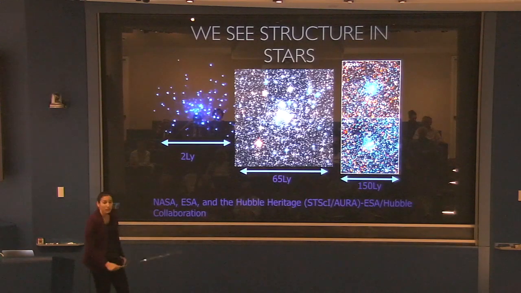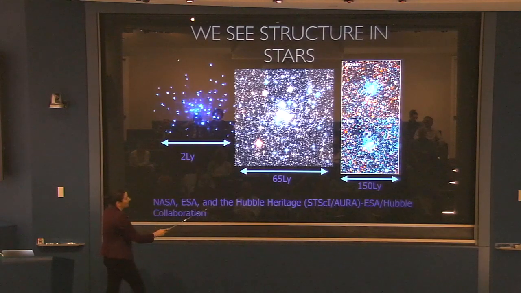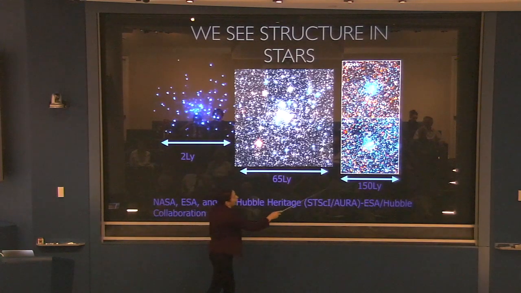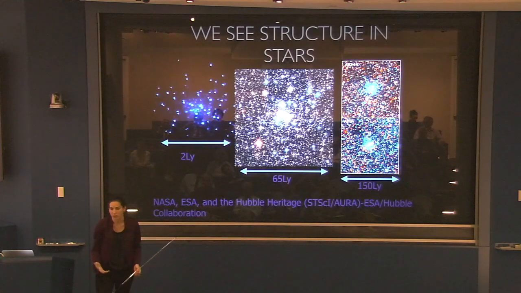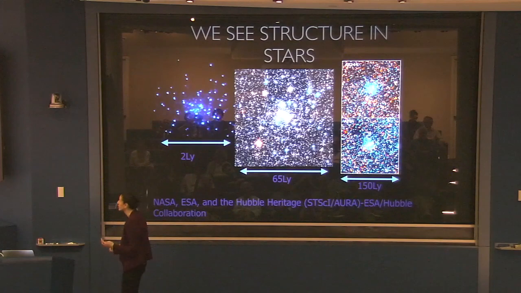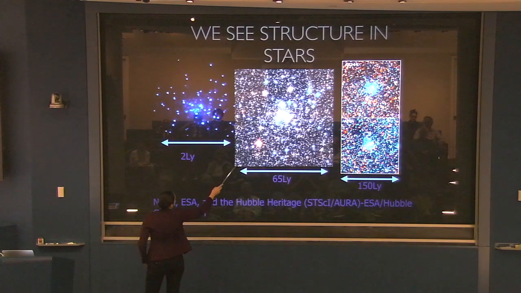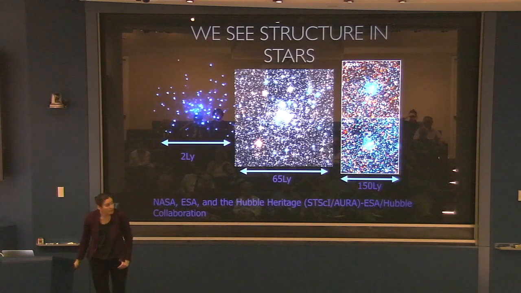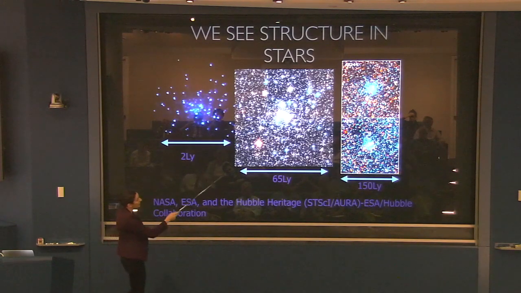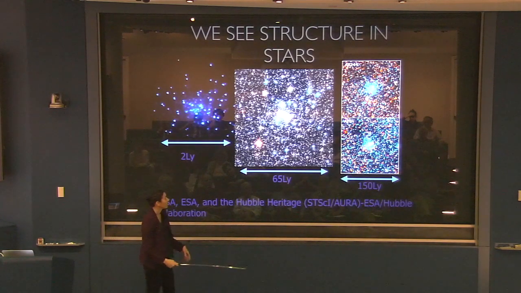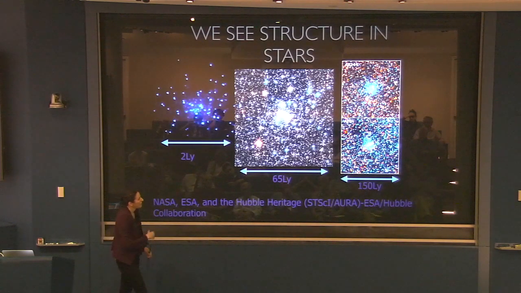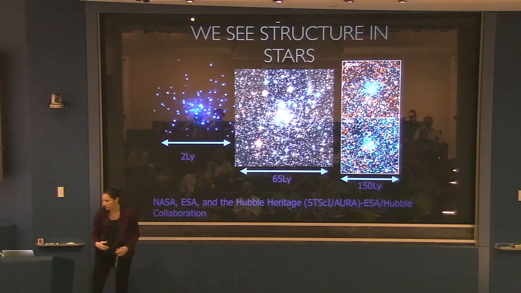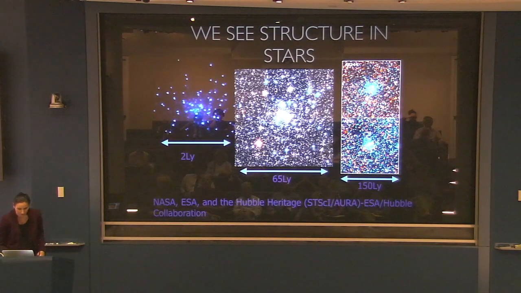These are clusters of stars. Here I'm just showing the scale of these images. This is 2 light years across, 65 light years across, and 150 light years across. You can see these clusters have some type of a shape. They sort of look like balls of stars. In the center, there seems to be a higher density of stars than in the exterior. Maybe you can even see in this picture there are different colors of the stars. Those different colors represent different temperatures and different masses of stars. So this looks sort of like a fuzzball of stars at some level.